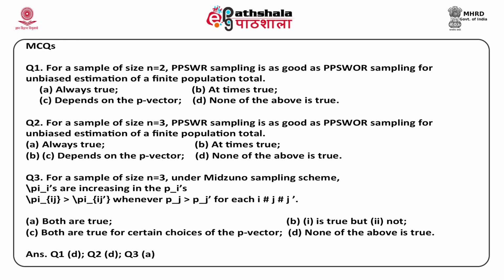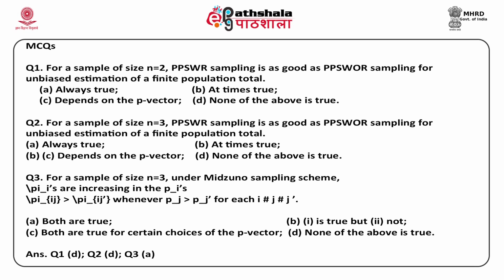Okay. The next one, when you do the computation, you can see very easily that, with i being dummy, p_j greater than p_j prime implies, in fact if and only if, pi ij is greater than pi ij prime. So, these are easy things to note. Therefore, the answer is both are true, whatever be the p vector. Okay, that is the answer. But the other two are a bit tricky, I mean interesting.